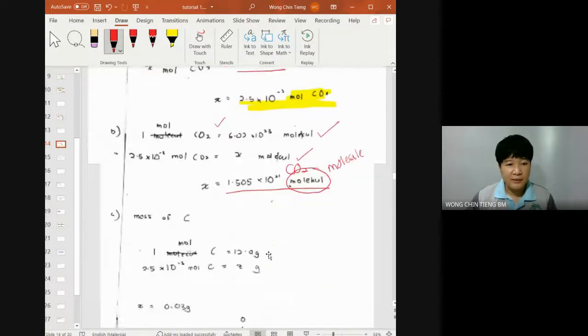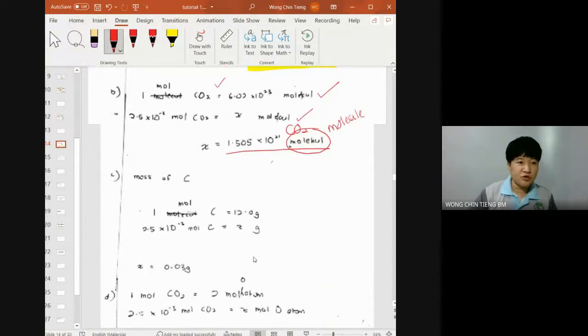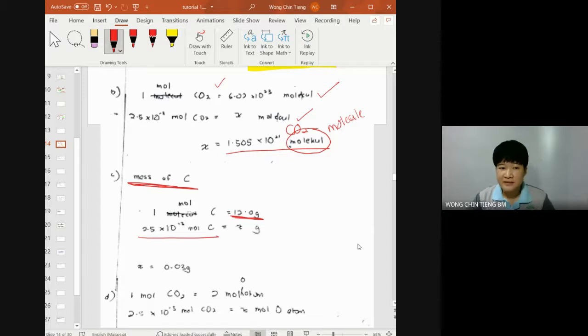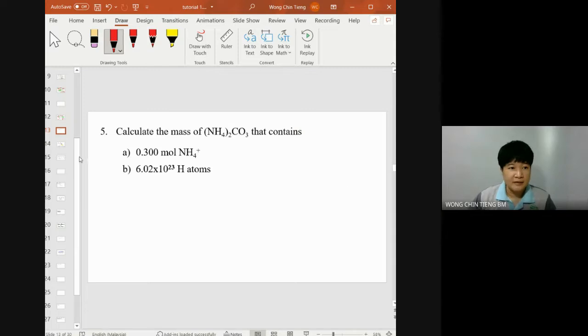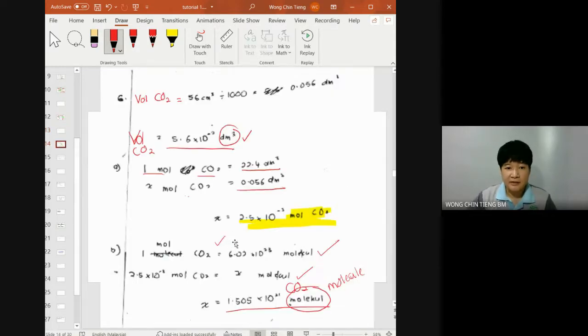C, calculate the mass of carbon. Alright, tak ada apa kat sini. Cuma ada benda sikit je lah saya nak betulkan. That is the mass of carbon. Cara kawan kamu tulis. C, dia dah label mass of carbon. So 1 mole of carbon is 12 gram. 2.5 datang dari mana? That is the problem. Sekarang kawan kamu kata 2.5 adalah mole of carbon. Tapi padahal kat atas, semua kat atas tadi, tak ada pun 2.5 is carbon. You have 2.5 but it's mole of carbon dioxide.